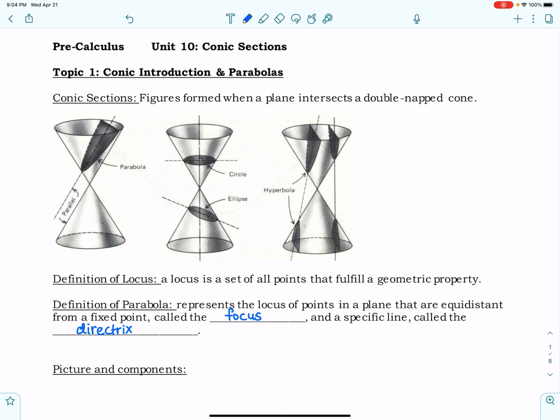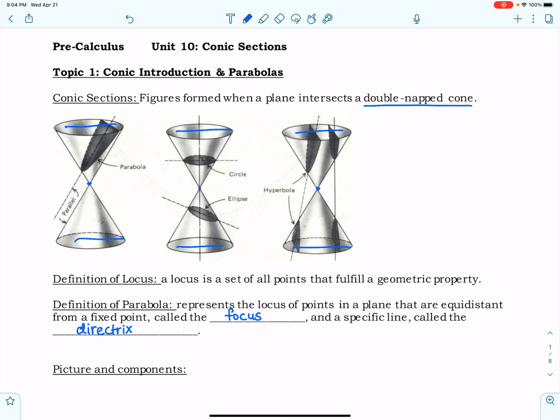Pre-calculus. This is Unit 10, conic sections. Everybody loves them. All right, so as you can see here in the picture, I have several pictures of a double napped cone. That just means you have cones that share a vertex right here, and of course these are called the bases right here.